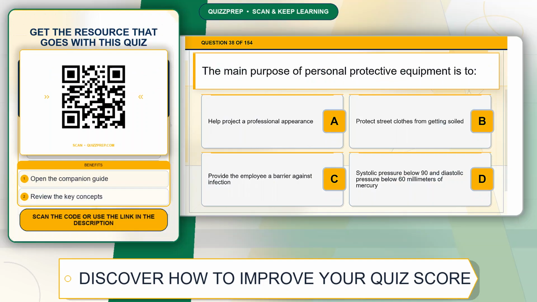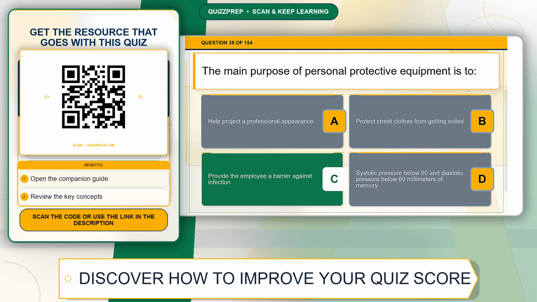Question 38. The main purpose of personal protective equipment is to. Option A, help project a professional appearance. Option B, protect street clothes from getting soiled. Option C, provide the employee a barrier against infection. Option D, systolic pressure below 90 and diastolic pressure below 60 mm of mercury. The correct answer is option C, provide the employee a barrier against infection.